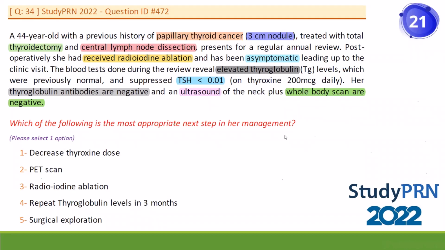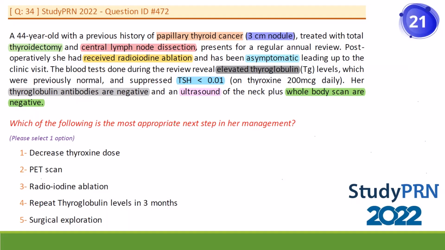What about surgical exploration? The patient already had central lymph node dissection. And actually, surgical exploration for what? For the neck, or for metastasis to the bone, or metastasis to the lung, or what? So surgical exploration is not the answer.